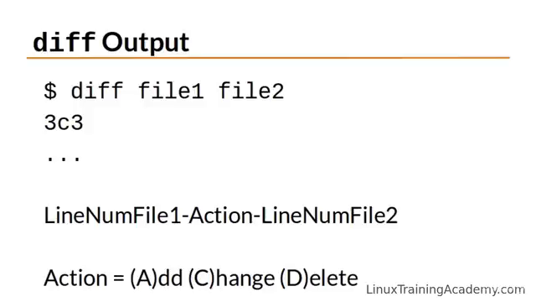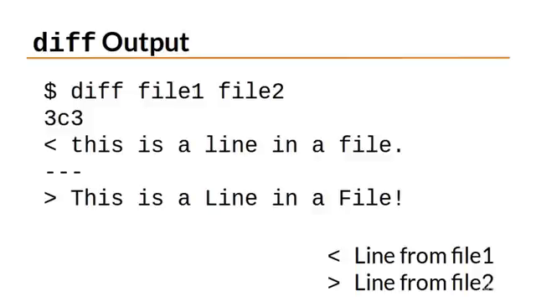This is an example of an entire output from the diff command. The output that follows the less than sign belongs to the first file. The text following the greater than sign belongs to the second file. The three dashes are just a separator.